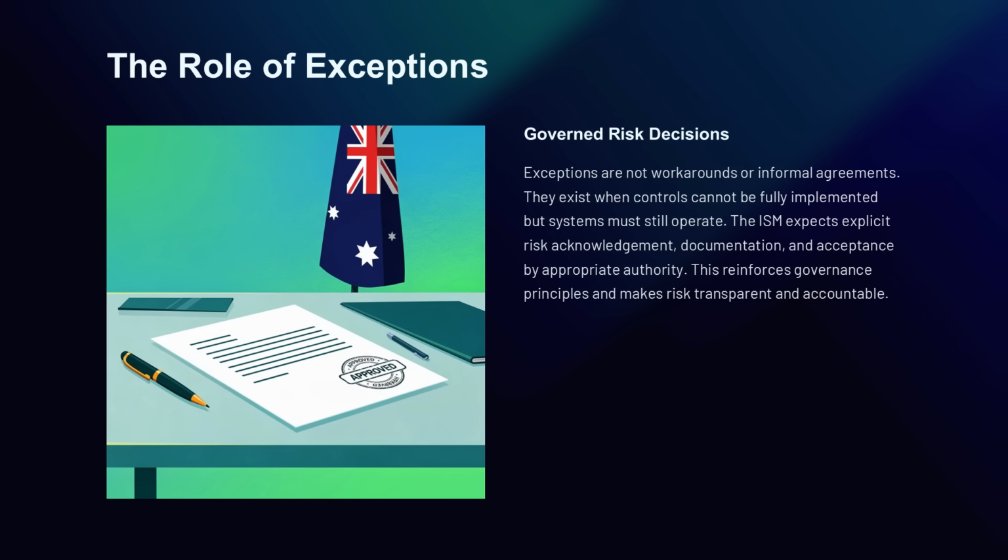Now comes the most sensitive part of this lecture: exceptions. The ISM allows exceptions, but it does not treat them casually. An exception is not a workaround or an informal agreement. It is a governed risk decision. An exception exists when a control, mandatory or conditional, cannot be fully implemented, but the system must still operate. In this situation, the ISM expects you to explicitly acknowledge the risk, document it, and have it accepted by the appropriate authority. This reinforces the governance principles you learned earlier.